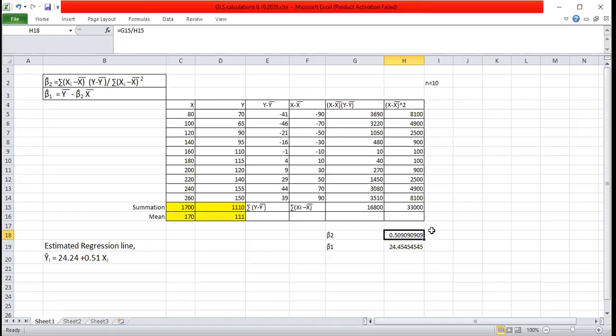Question? Hello? No, Professor. No questions. How do you explain that beta 2 hat now? Interpret. Let's say it's 0.51. Is it the slope or intercept? Slope. So how do you explain that?